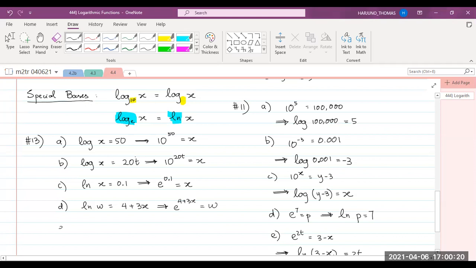And finally, part E, natural log of argument z minus 2 equals 1/6. What will the exponential form look like? That's e to the 1/6 equals z minus 2.